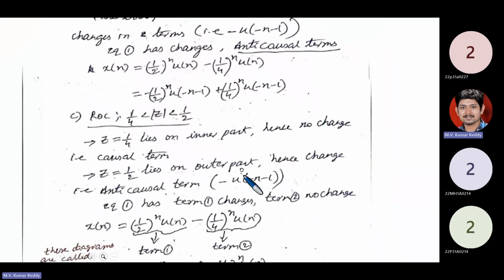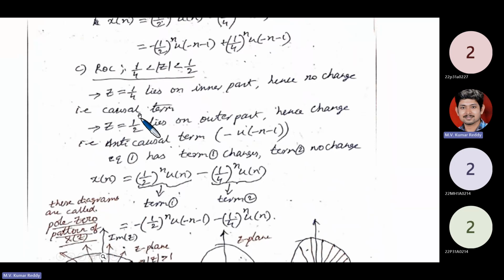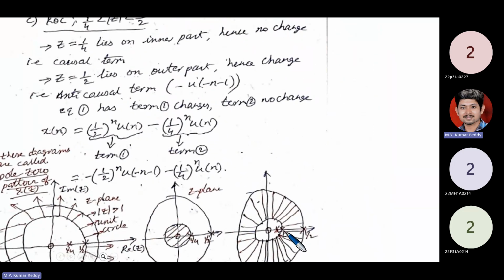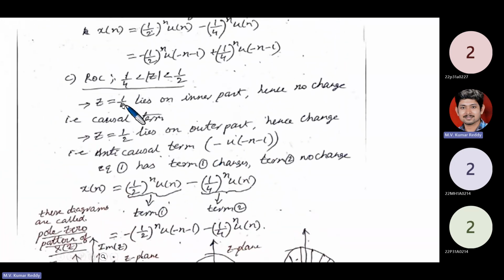Now here, 1/4 and 1/2. 1/4 lies in the inner part, that is the left side. 1/2 lies on the right side, that is the outer part. So 1/4 has no change, 1/2 has changed. 1/4 is causal, 1/2 is anti-causal. So 1/4 lies on the inner part, hence no change. 1/2 lies on the outer part, hence change.